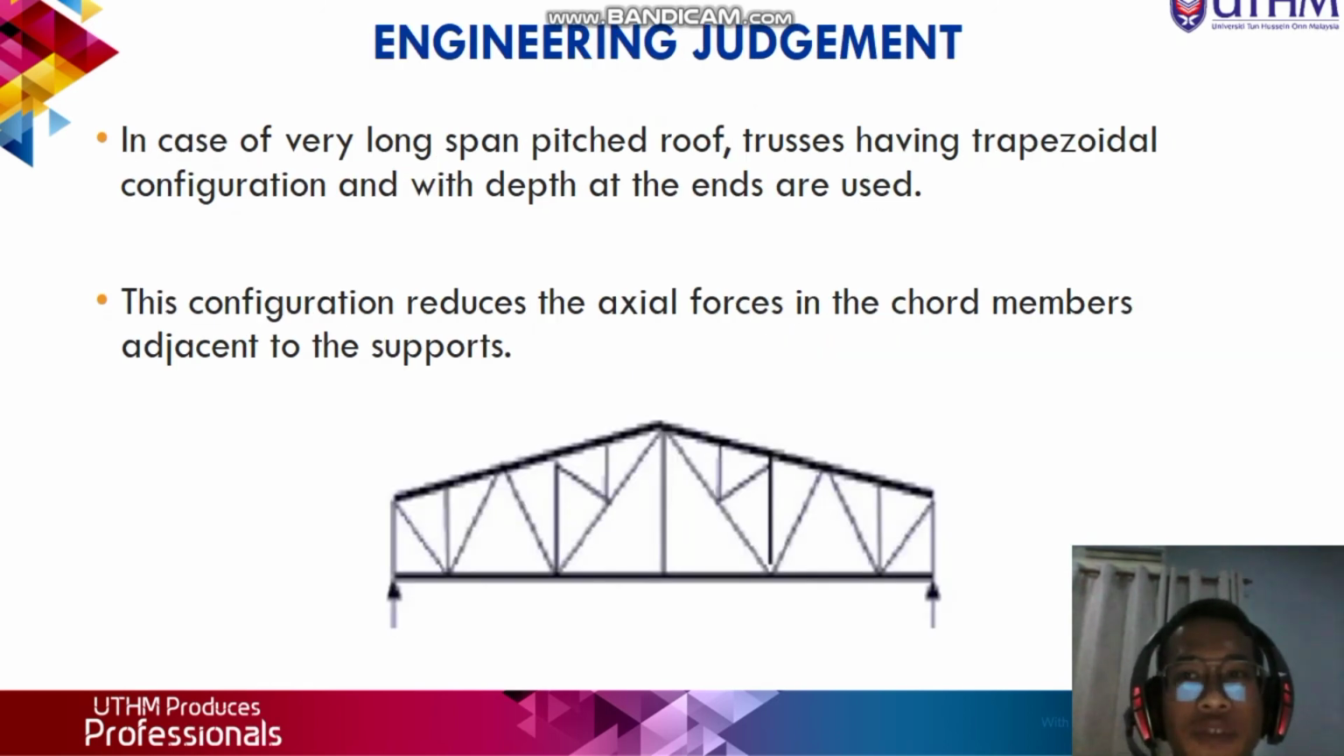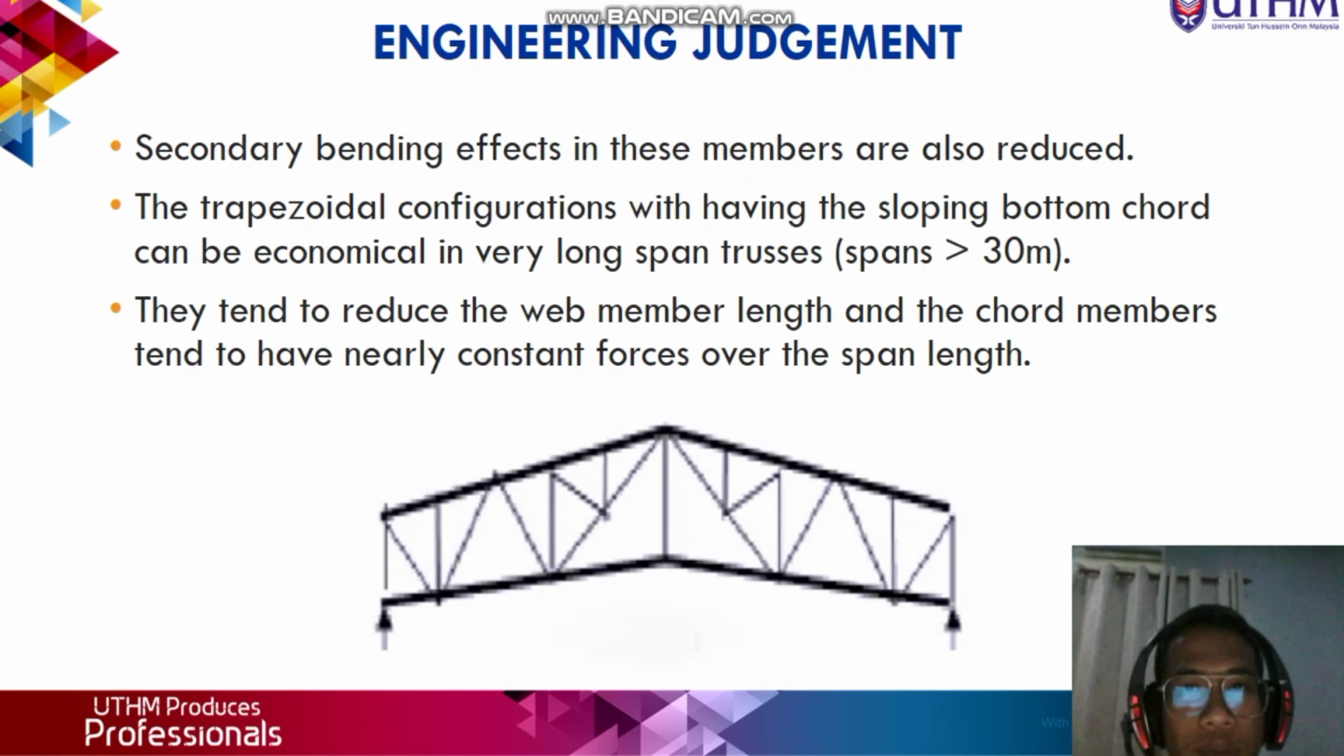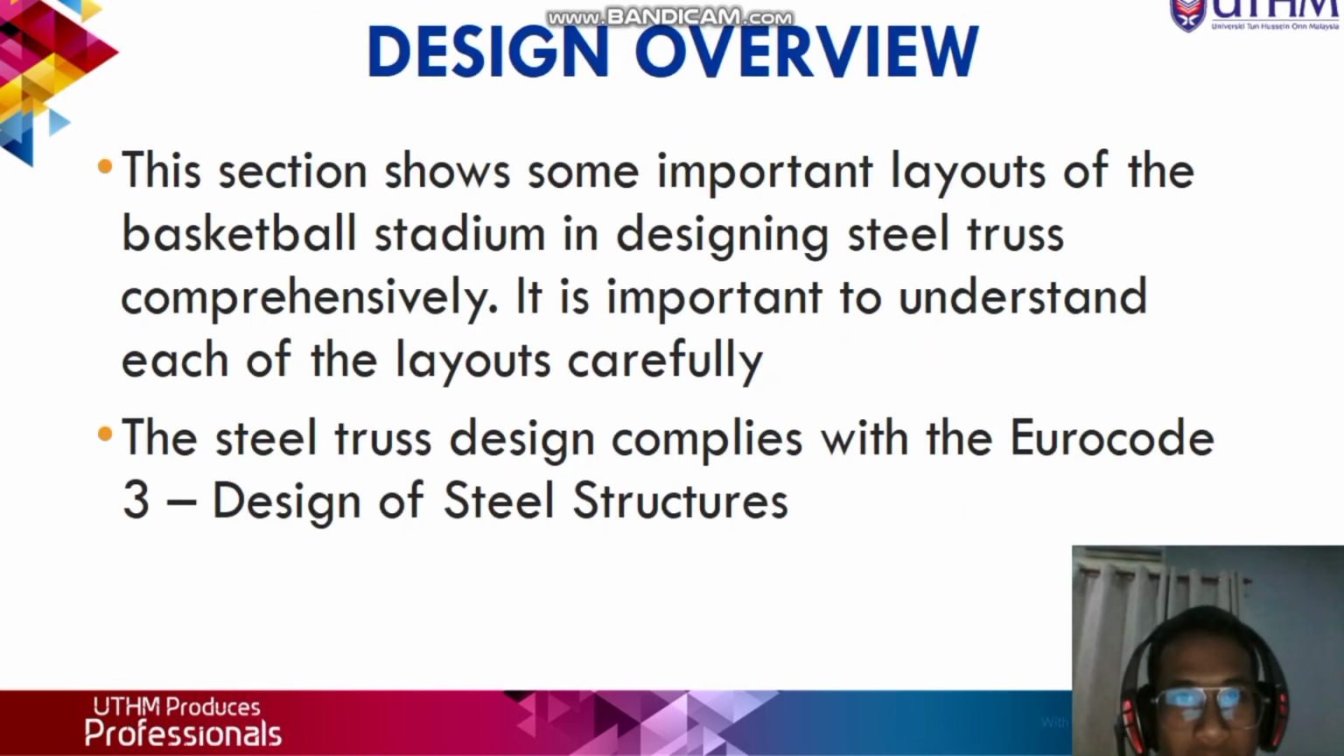For the engineering judgment, in the case of a very long span pitch roof, trusses having a trapezoidal configuration with depth at the end are used. This configuration reduces the axial force in the chord member adjacent to the support. Next, the secondary bending effect in this member is also reduced. The trapezoidal configuration with a sloping bottom chord can be economical in very long span trusses, that is, the span must be greater than 30 meters. They tend to reduce the web member length, and the chord members tend to have nearly constant forces over the span length. That's all from me.